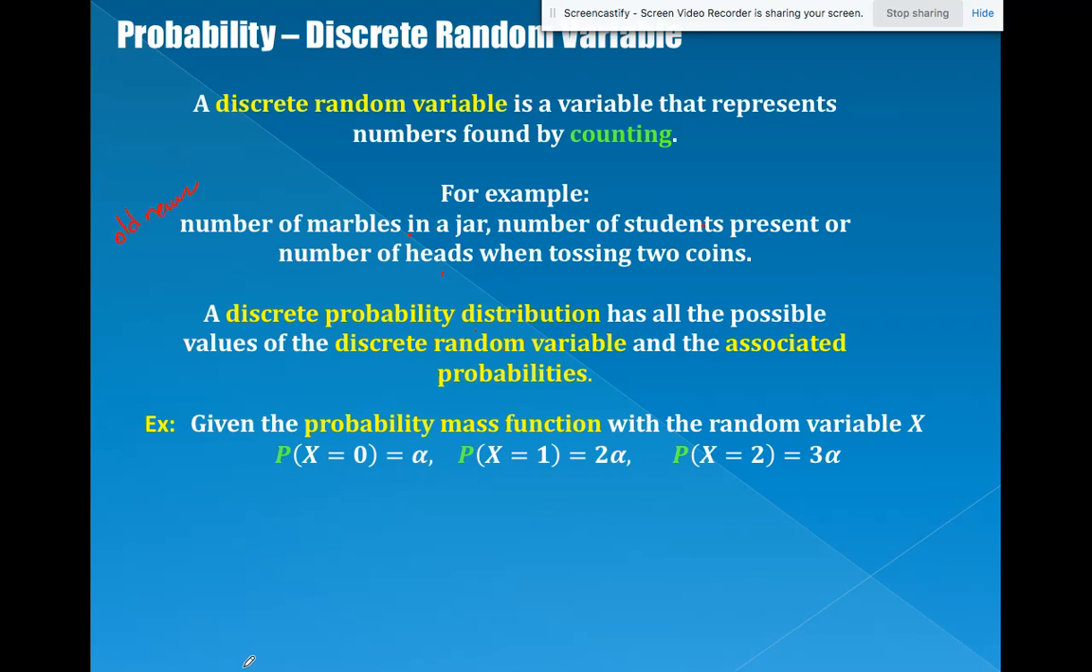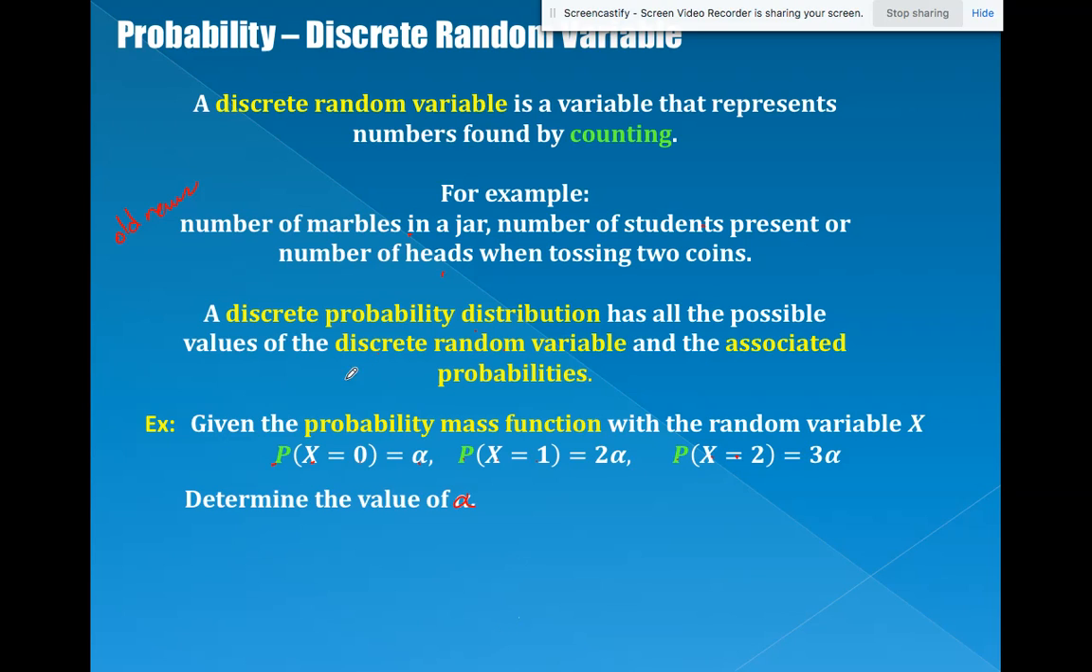So here's a good example that IB would ask, right? And if you just read that problem, if you don't understand the notation, you're like, I don't even understand what's happening here. I don't even know what's being asked. And do they love their little Greek thingies, right? So the probability when my discrete random variable is 0 is alpha. The probability when my discrete random variable is 1 is 2 times alpha. Probability when my discrete random variable is 2 is 3 alpha. Can you find alpha?